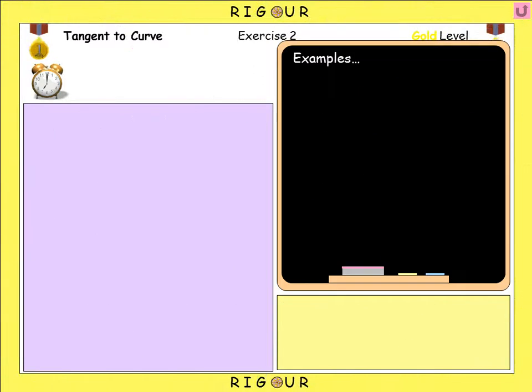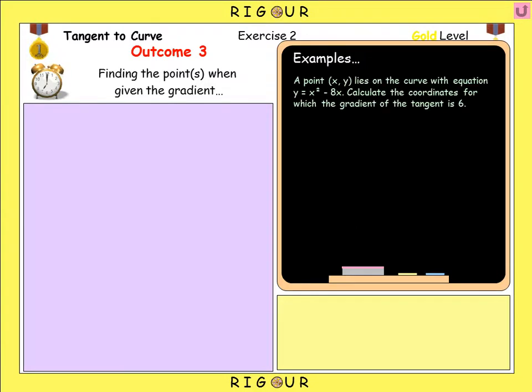So cranking it up a notch again, we're going to look at finding the points when given the gradient. So this is working backwards from the skills that we've just looked at. A point (x, y) is on the curve with the equation y equals x squared minus 8x. Calculate the coordinates for which the gradient of the tangent is 6.